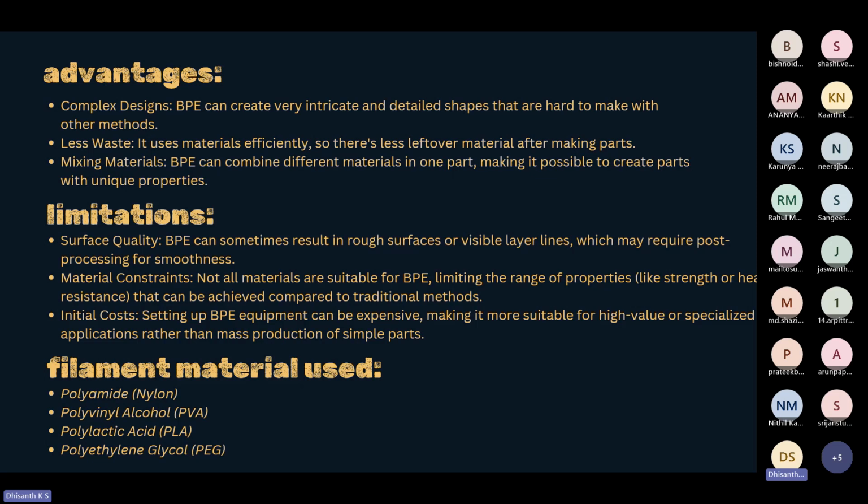The main filament materials used are polyamide, polyvinyl alcohol, polylactic acid, and polyethylene glycol. These are some waxy polymers which can be mixed with the metal.